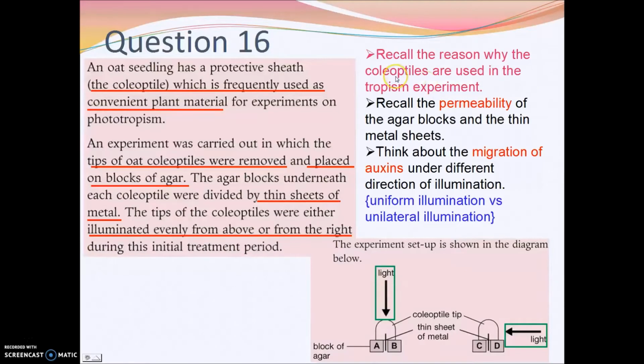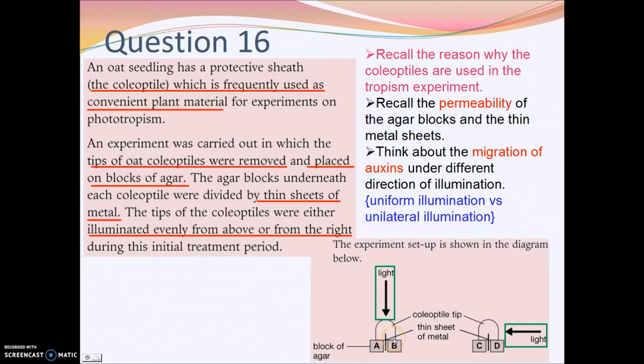but not a mature plant. We use young seedlings for the tropism experiment. So you can recall the reason in the textbook or in the worksheet. Okay, so we enter the experiment and talk about it: the tip was removed and placed on the agar block. And for the agar block, there is a thin sheet of metal to separate the agar block A and B or C and D.